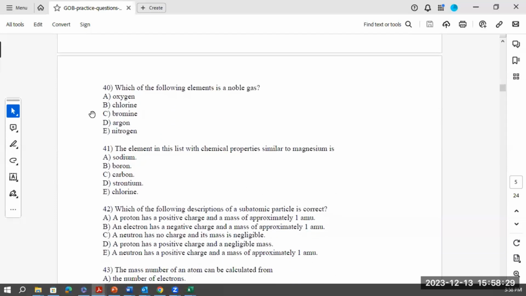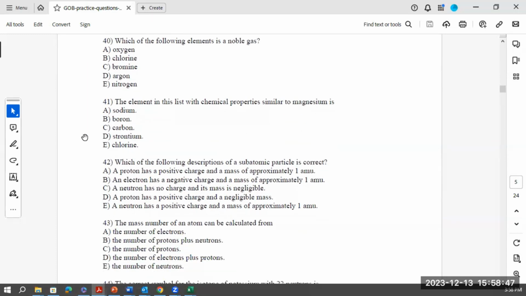Which of the following elements is a noble gas? A, oxygen. B, chlorine. C, bromine. D, argon. E, nitrogen. D as in donkey again. Argon.